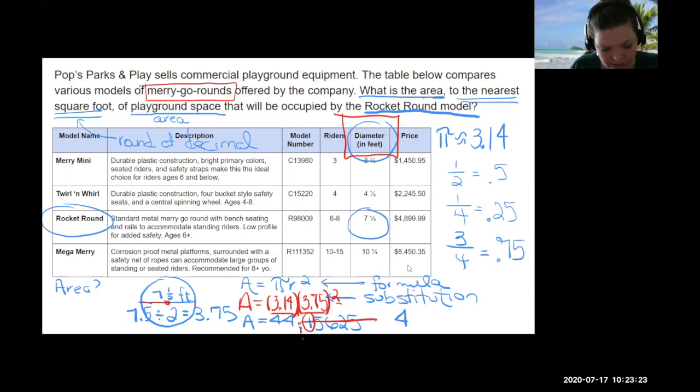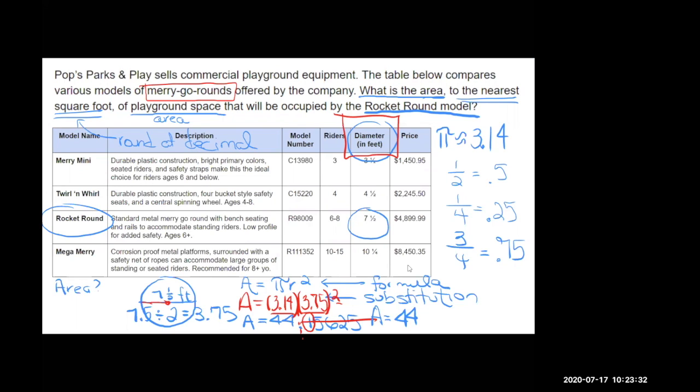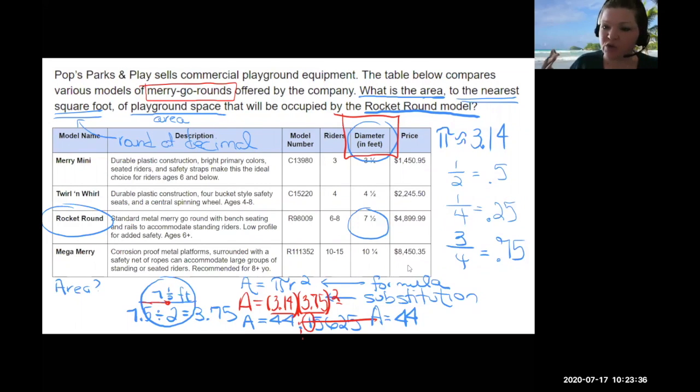And we need a unit. 44 what? It's square. Absolutely. It must be square units because this time we were finding the area. Area is always measured in square units. Glorious.